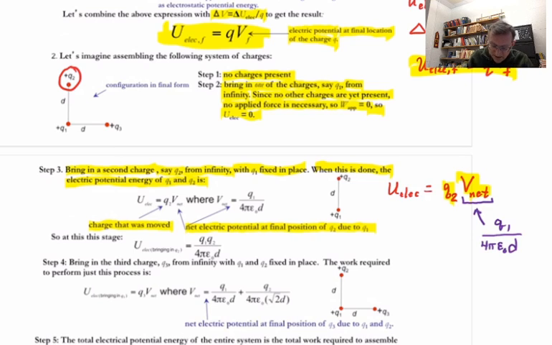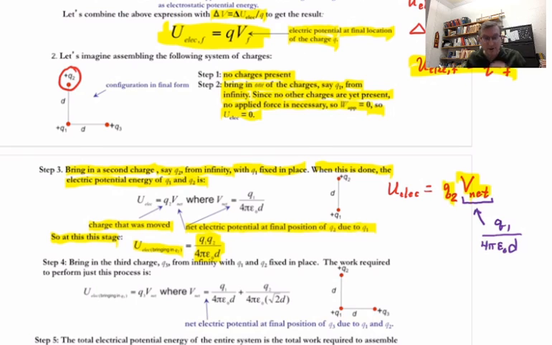So at the end of this stage, here's how much electrical potential energy there is. U elec, now just for bringing in Q2, is Q2 times V net, and V net is Q1 over 4 pi epsilon 0 d. So altogether, you've got Q1 times Q2 over 4 pi epsilon 0 d.